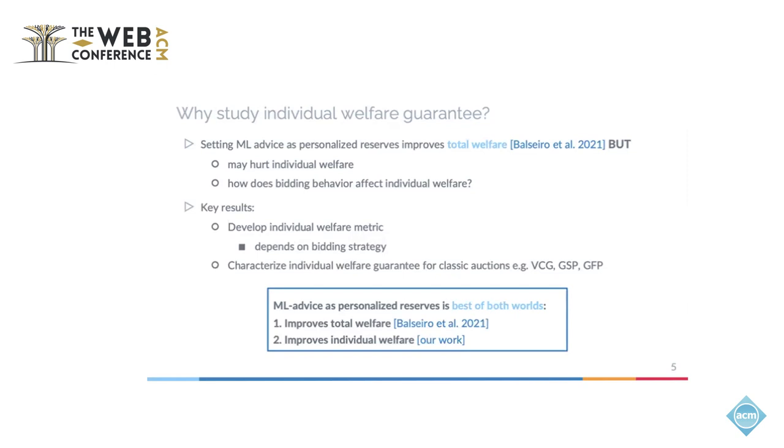And as a spoiler, the key takeaway is that by setting personalized reserve prices with ML advice on buyer values, we can achieve a best of both worlds result, which says that using these ML advice as reserve prices not only improves total platform welfare, but also individual buyer welfare.